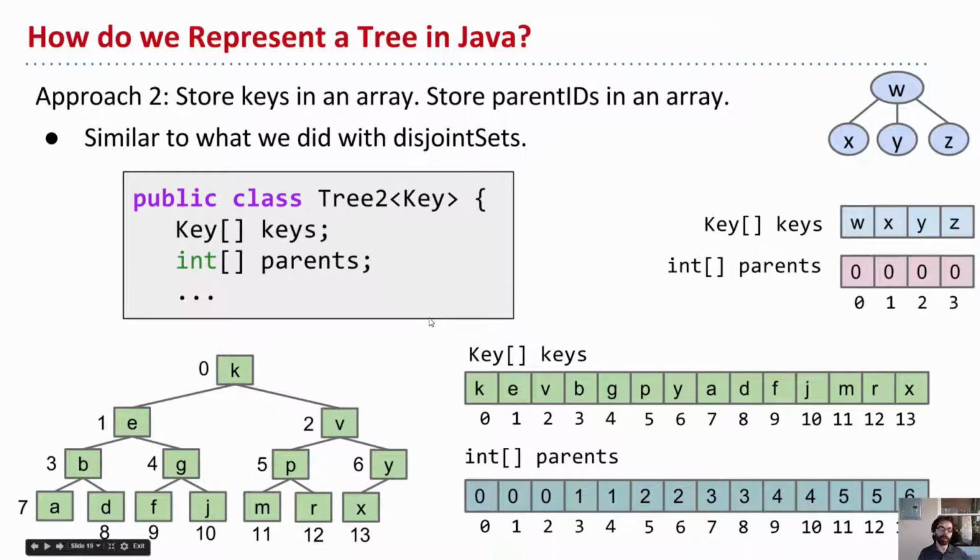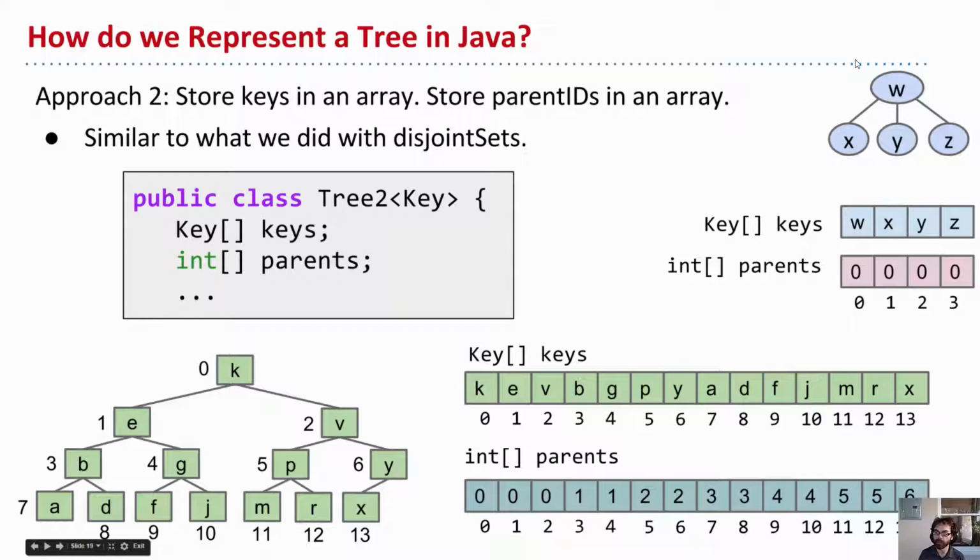And so in this other type of approach, approach 2, we'll store our keys in an array. And we'll also store the parent IDs in an array. And this is similar to what we did with the DisjointSets data structure. Okay? So for example, if we want to represent the tree W, X, Y, Z, we might store the key identities. So we'll say key 0 is W, key 1 is X, key 2 is Y, key 3 is Z. And then we'll say that the parents are W, W, W, and W is its own parent, like DisjointSets.